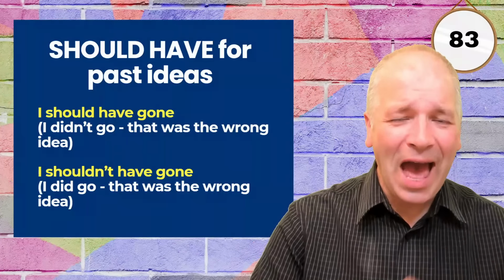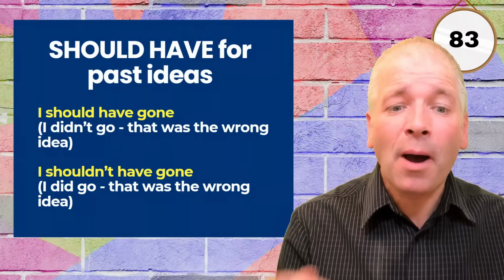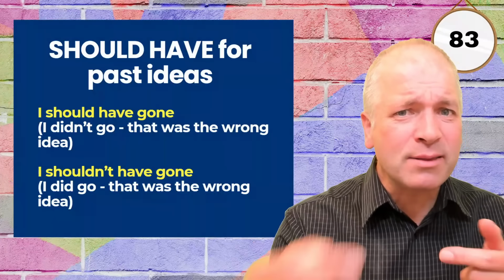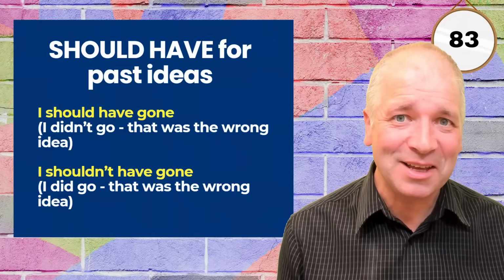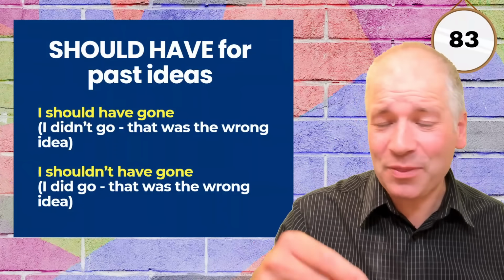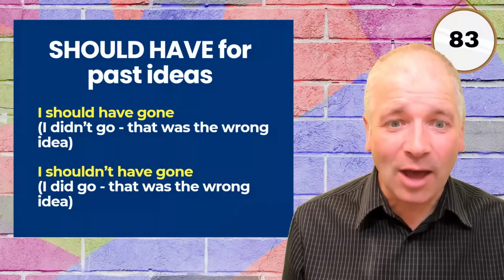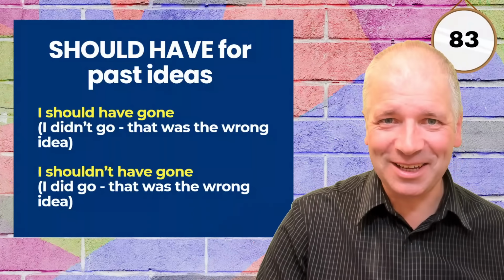Next, should have. We can use should have in this way when we're discussing past ideas and when something went wrong with those ideas. I should have gone means I didn't go, but that was the wrong idea. But I shouldn't have gone means I did go. That was also the wrong idea.